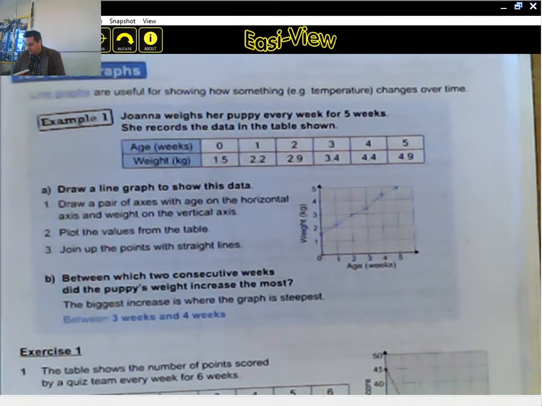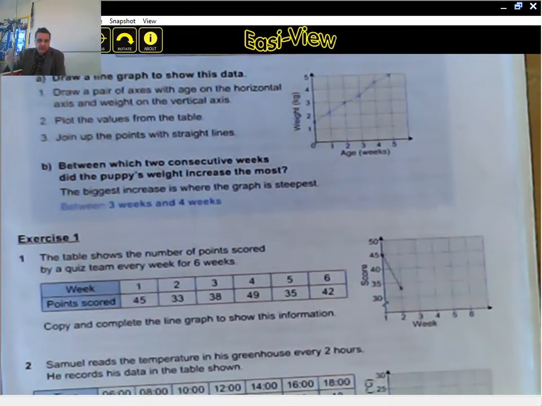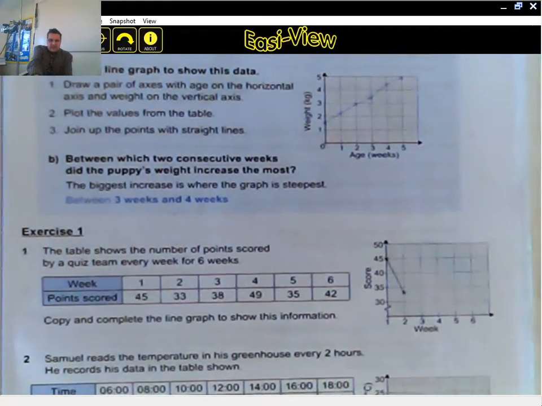Is that all right? So question 1, for example, we'll decide what questions we're going to do. Is that all right? So swivel it a bit. Yeah, okay, cool. Question 1.